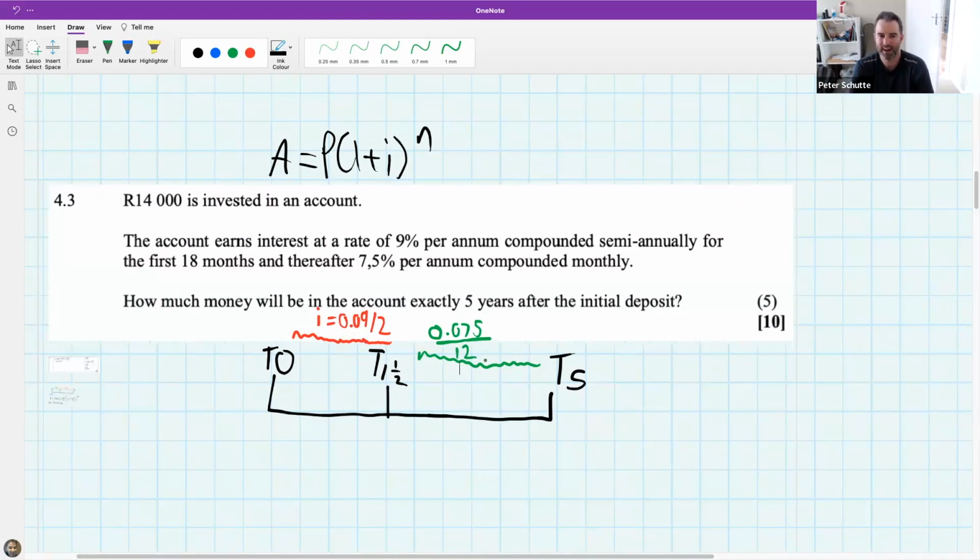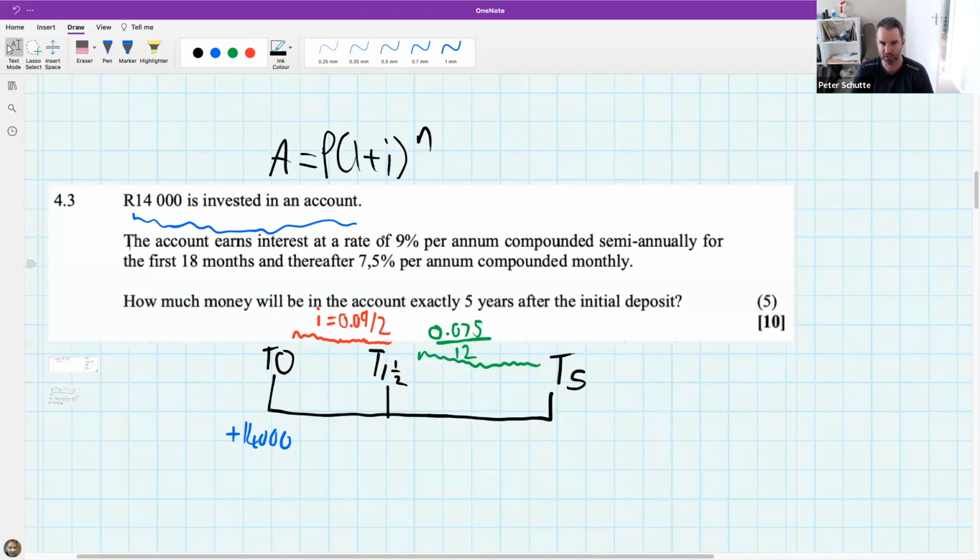If you look at my timeline, oh wait, there's one thing I forgot to put in. I should put a plus 14,000, because the 14,000 is how much money. Give me a thumbs up if you follow what I've done so far. Give me a thumbs down if you didn't follow.